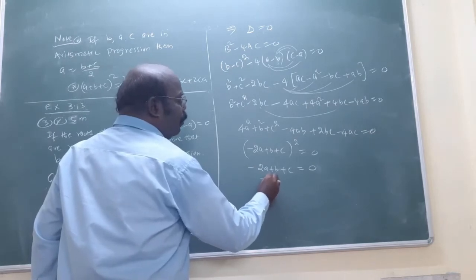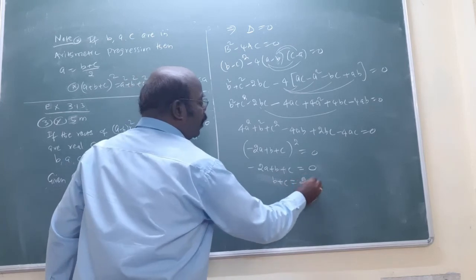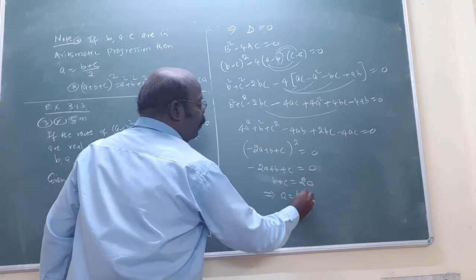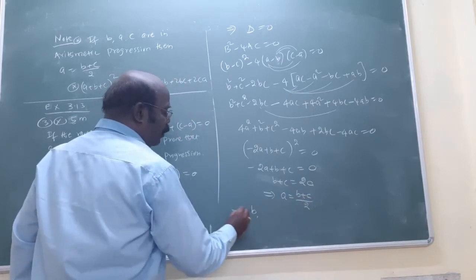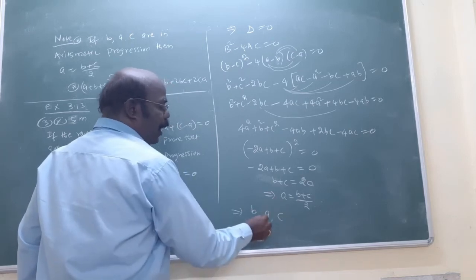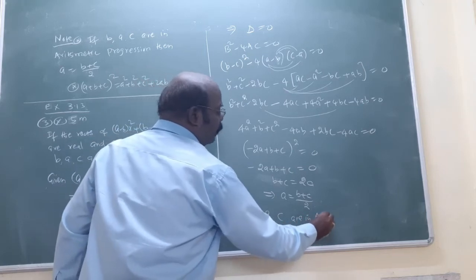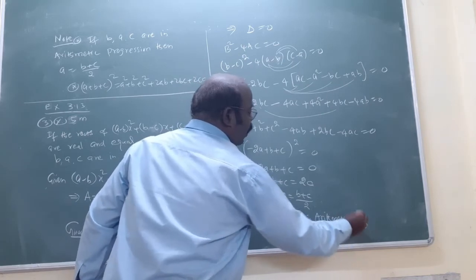Here, minus 2A, or otherwise B plus C equals 2A. Am I right? Therefore, we want A, no? A equals B plus C divided by 2. That means B, A, C, with A as the middle term, so B and C are in arithmetic progression. Arithmetic progression. This is important, 5%.